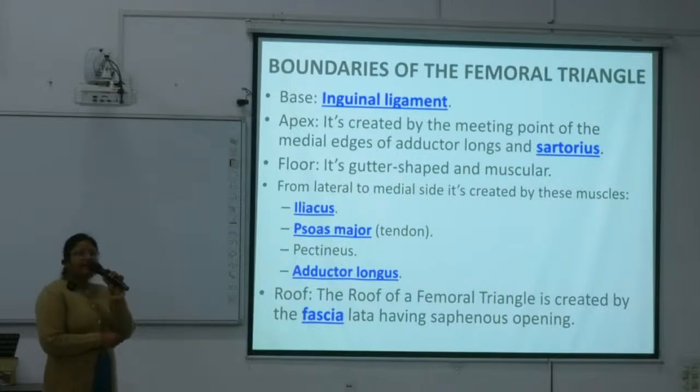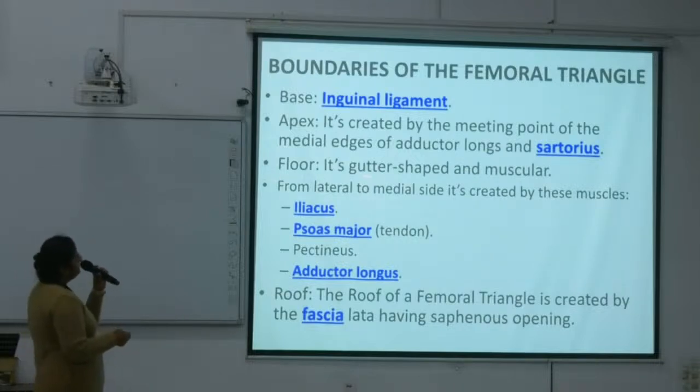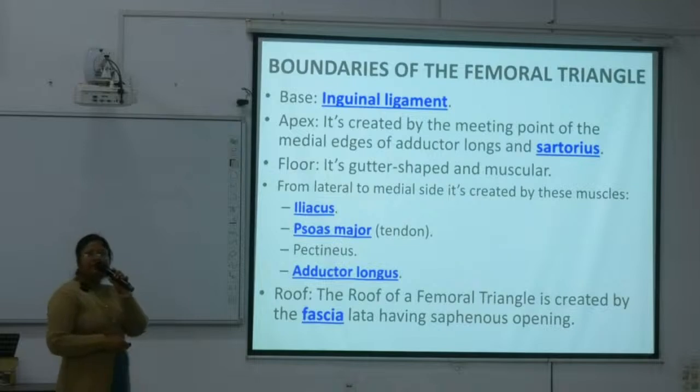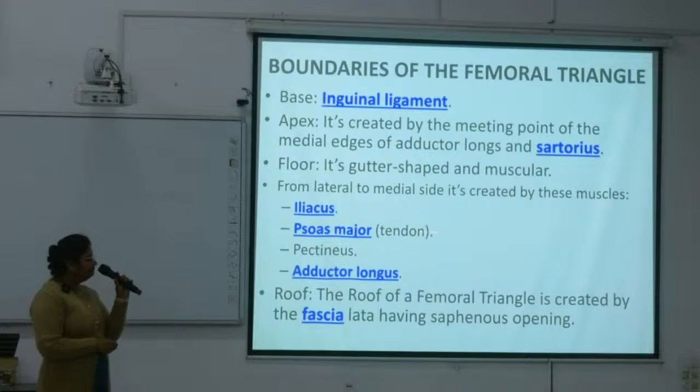Medial border, because adductor longus is included in the floor muscles, the floor of the femoral triangle. The floor is gutter shaped and muscular. From lateral to medial, the muscles are iliacus, tendon of the psoas major, pectineus and adductor longus. Adductor longus takes part in the formation of the floor, and its medial border also forms the medial boundary of the femoral triangle. Okay, that is important.